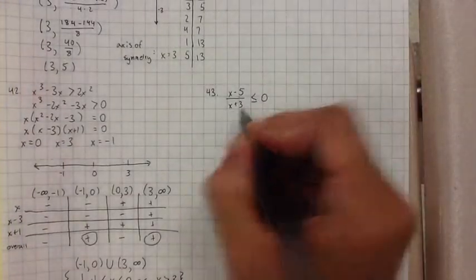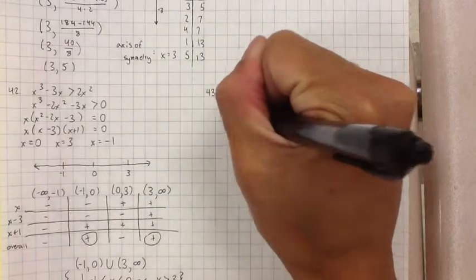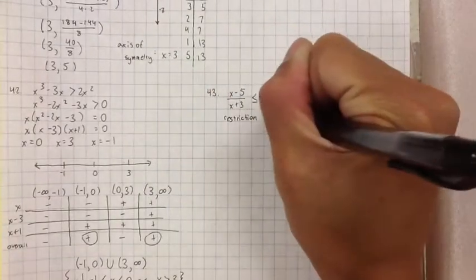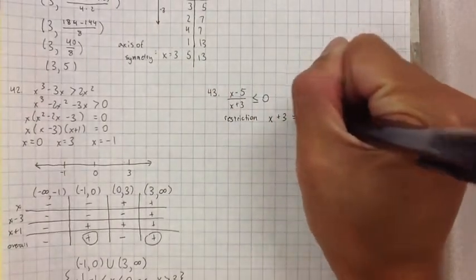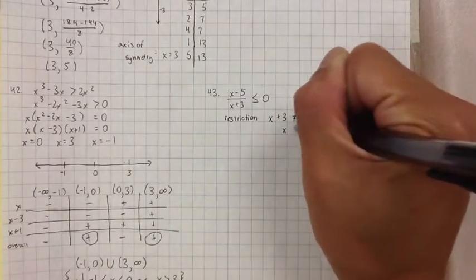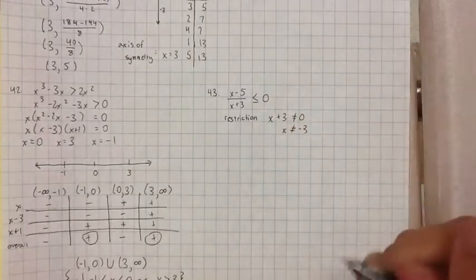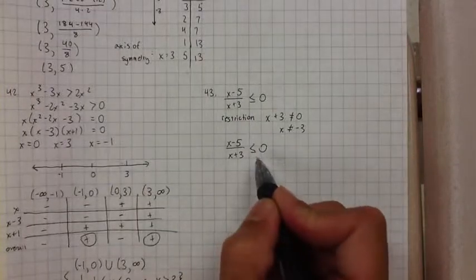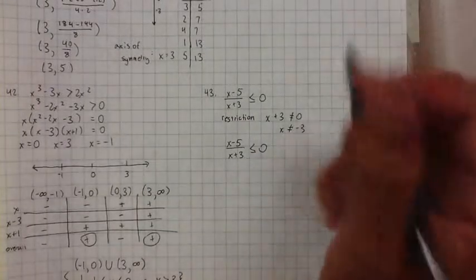First point is always going to come from my restriction, which is what the bottom cannot equal. Bottom can't equal 0, so that means that x plus 3 cannot equal 0. That means if I subtract 3 from both sides, x cannot equal -3. That's my first. Now coming back to my original equation, we have x minus 5 over x plus 3 is less than or equal to 0.